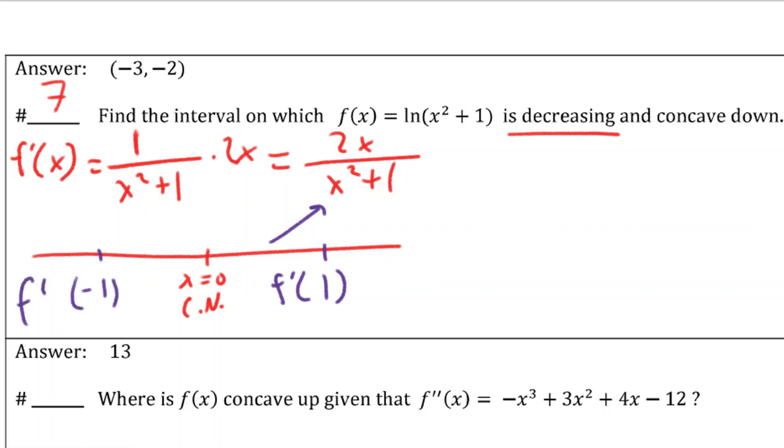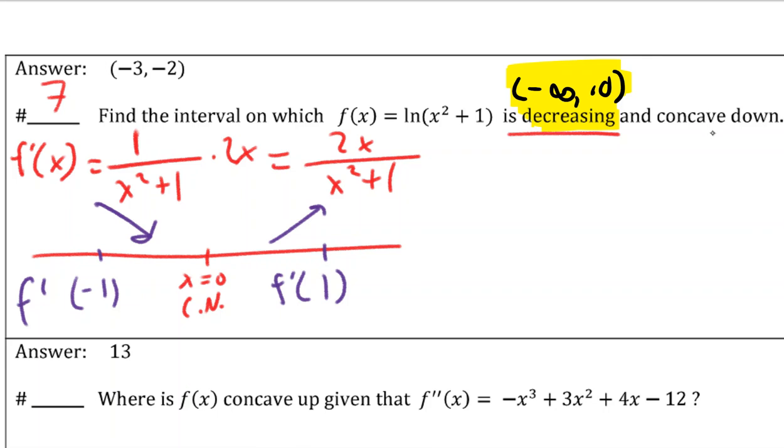Test to the left of the critical number. You need to test the left and right of every critical number for increasing, decreasing. We would get negative over a positive, which is negative. So if the question was only about decreasing, my answer would be what? Negative infinity to -1. That's where it's 0. It goes up to 0. -1's the point I tested. But if it's decreasing at -1, it's going to decrease this whole time, all the way up to 0.